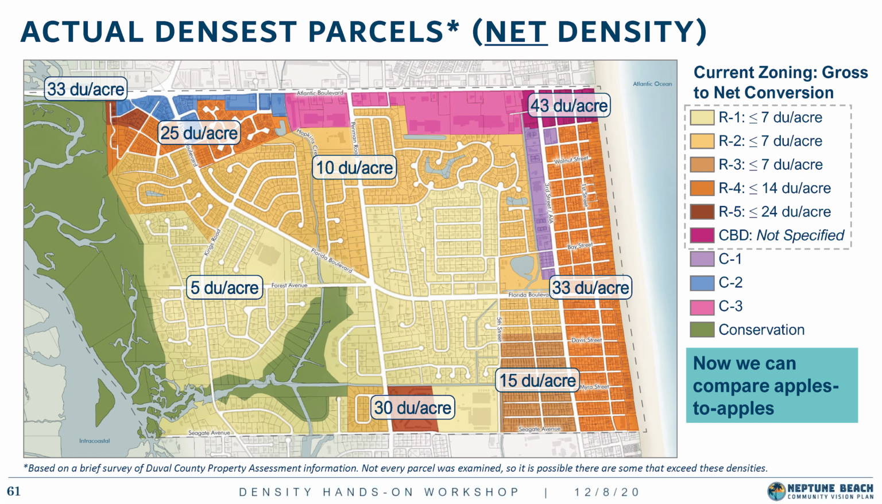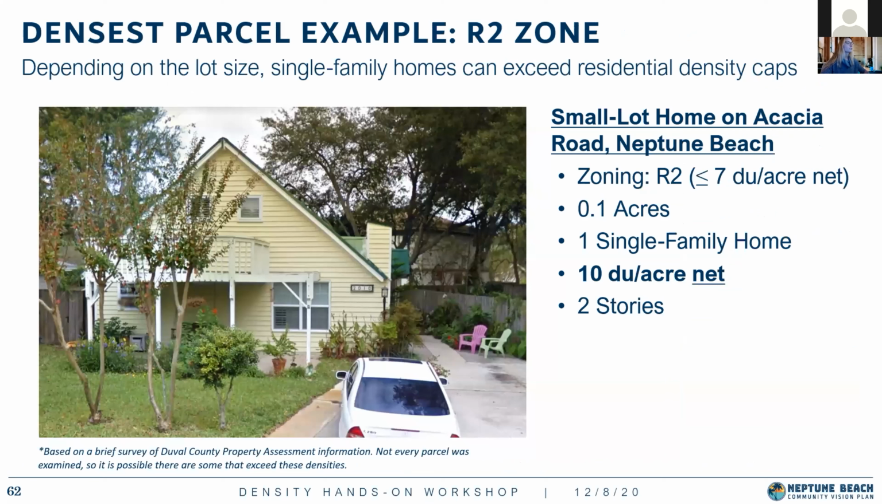But just so you can compare, while the average gross density in the neighborhood east of 3rd was 8 dwelling units to the acre, there were and there are properties that go as high as 33 dwelling units to the acre net, which is quite a bit higher than the 10 dwelling units per acre that the R4 would allow. So I'll actually run through these examples so you can understand a little bit better.